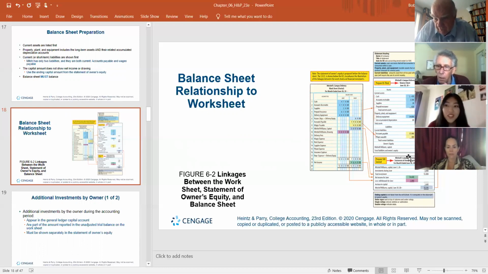And here it is right here: Mitchell Williams, Capital, 640, whatever that number is, can't quite pick it out. That's the only thing you're not copying from here. If you can remember that your income statement is everything below drawing, as one way to say it in this class, and everything above drawing and up is your balance sheet. The only thing that changes here is the new capital number.